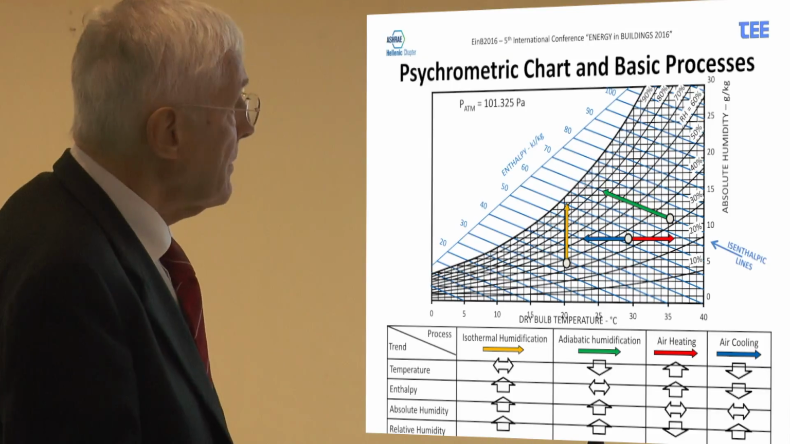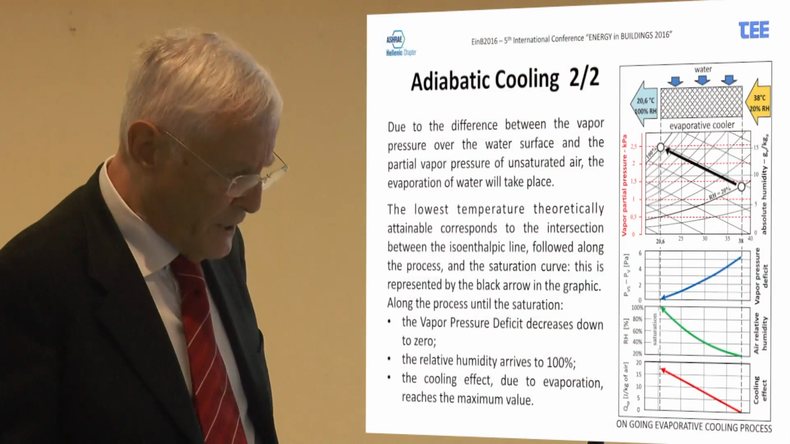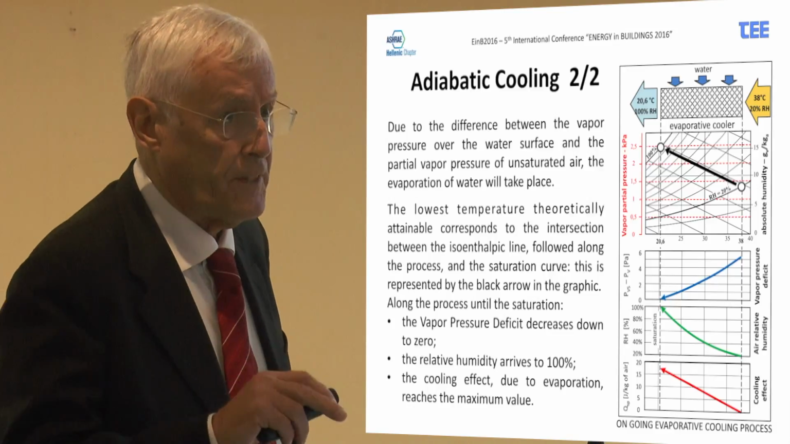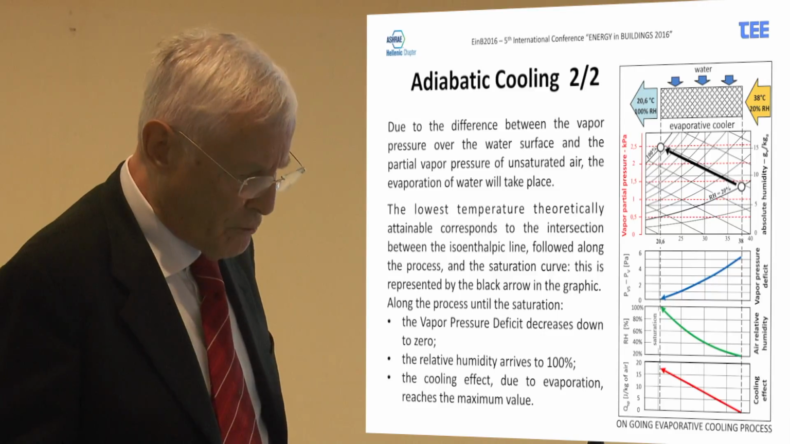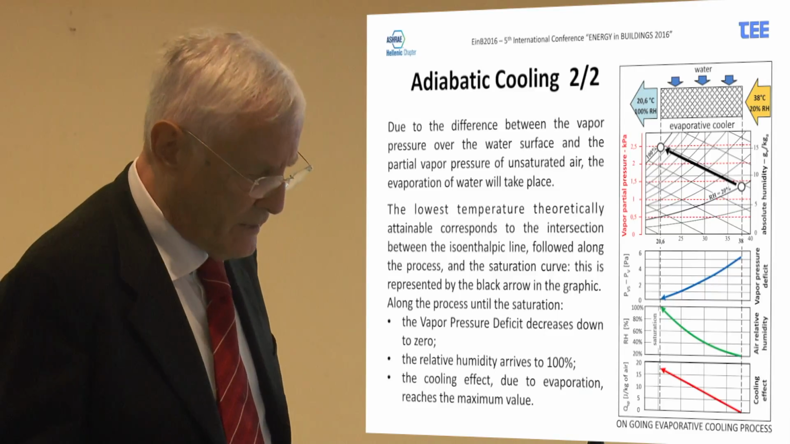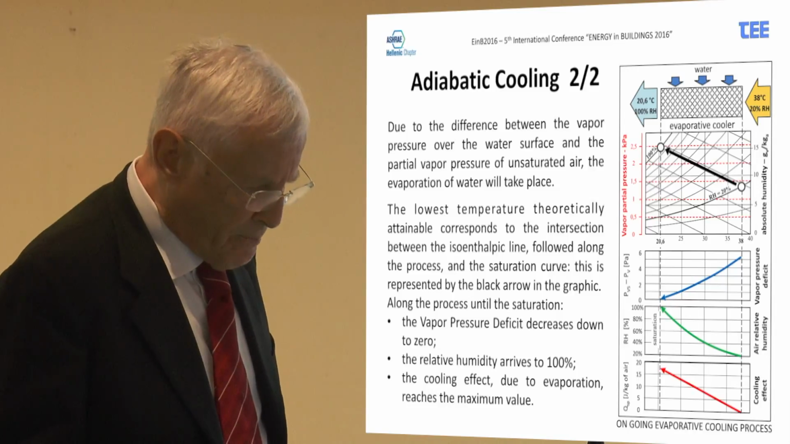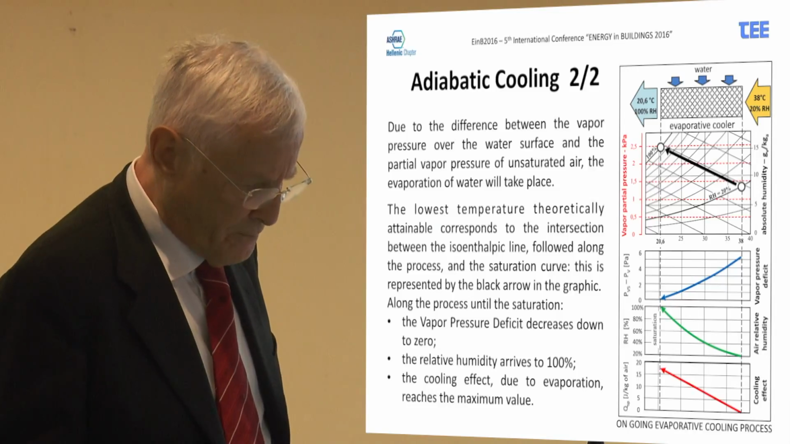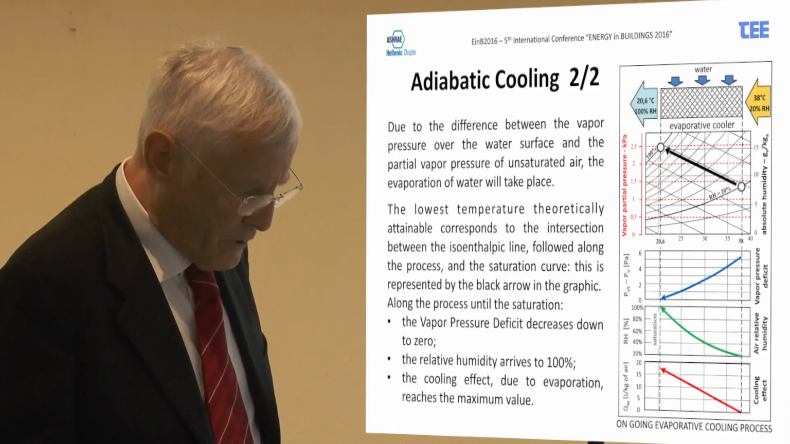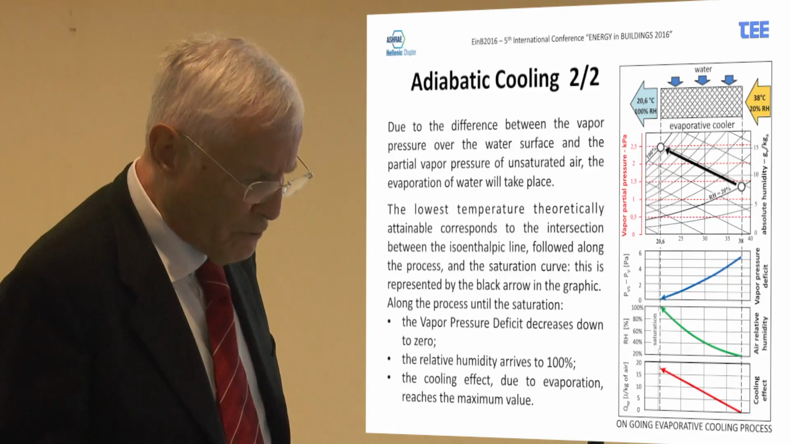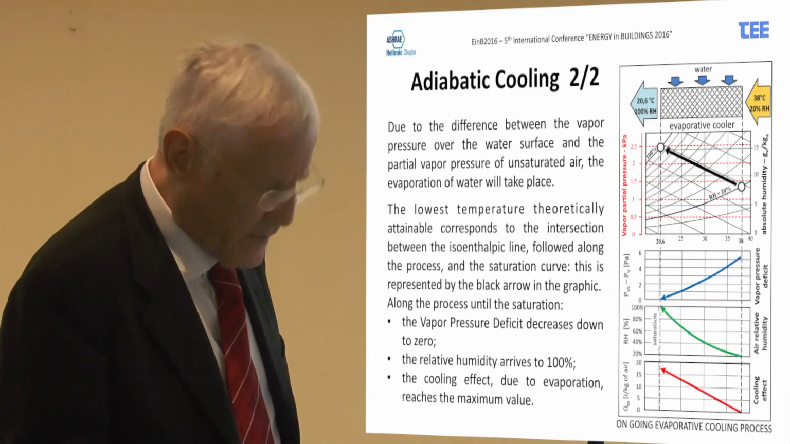This is adiabatic cooling. We can see here that due to the difference between the vapor pressure over the water surface, which is evaporating, and the partial vapor pressure of the unsaturated air being humidified, the evaporation of water will take place. The lowest temperature theoretically attainable corresponds to the intersection between the isenthalpic line followed along the process and the saturation curve. And this is represented by the black arrow in the graphic.